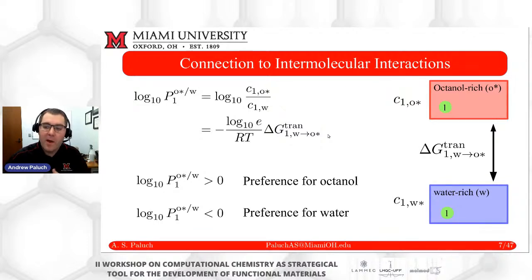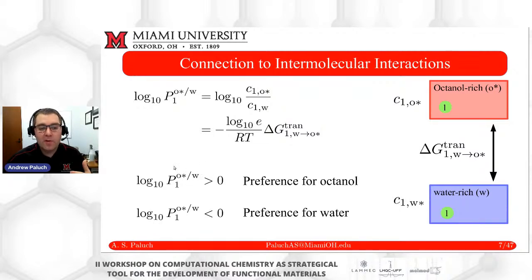And so when I compute my transfer free energy, what I'm really comparing is the interactions of my solute with octanol relative to the interactions of my solute with water. My transfer free energy is effectively a comparison of the favorability of those interactions of my solute with octanol relative to water.